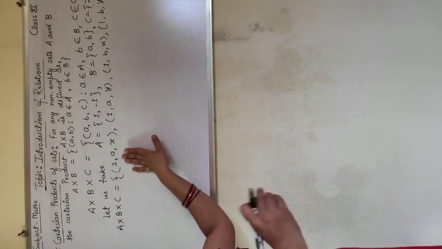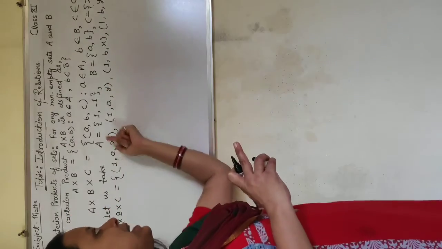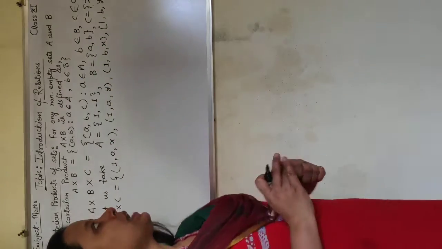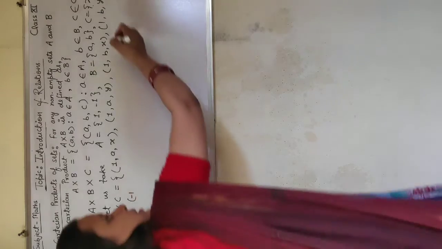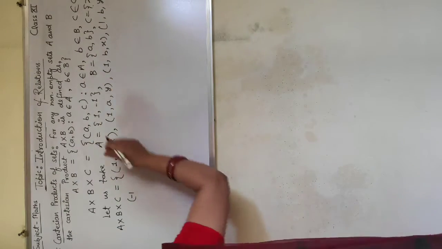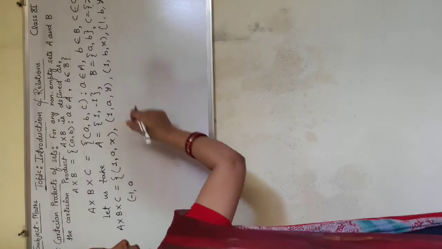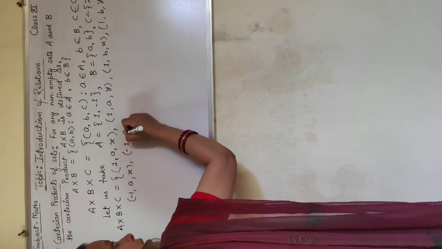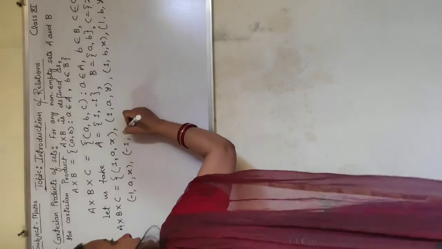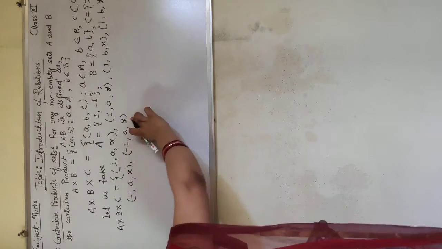Now you can see that we have multiplied with all the elements. 1 is multiplied with A and B both, and X and Y also. Now we will pick minus 1 here. Minus 1, this is the next ordered pair. Minus 1 will be multiplied with A and X. Next can be written as minus 1, A and Y. Minus 1 and A, minus 1 and A and X and Y.